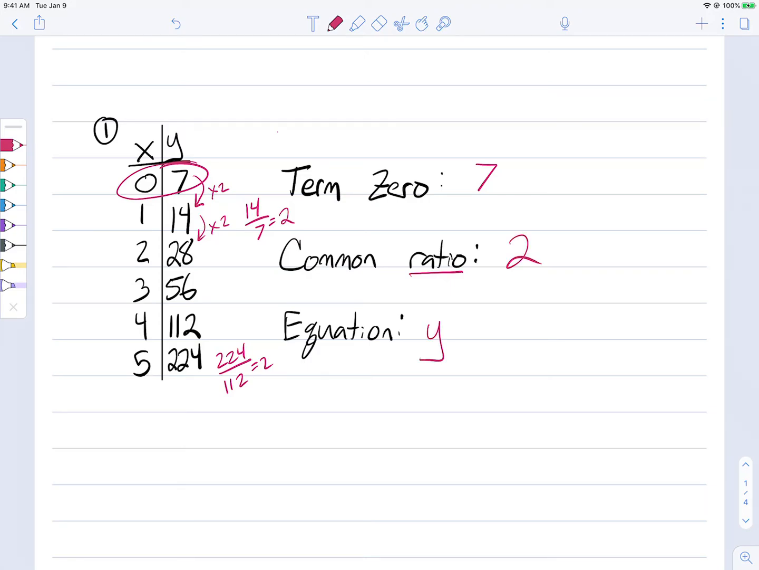That means our equation is going to be y equals 7, which is our term 0, times 2 to the x power. Because you're starting off with 7, and then you're multiplying by 2 repeatedly. That's why the exponent is on the 2.